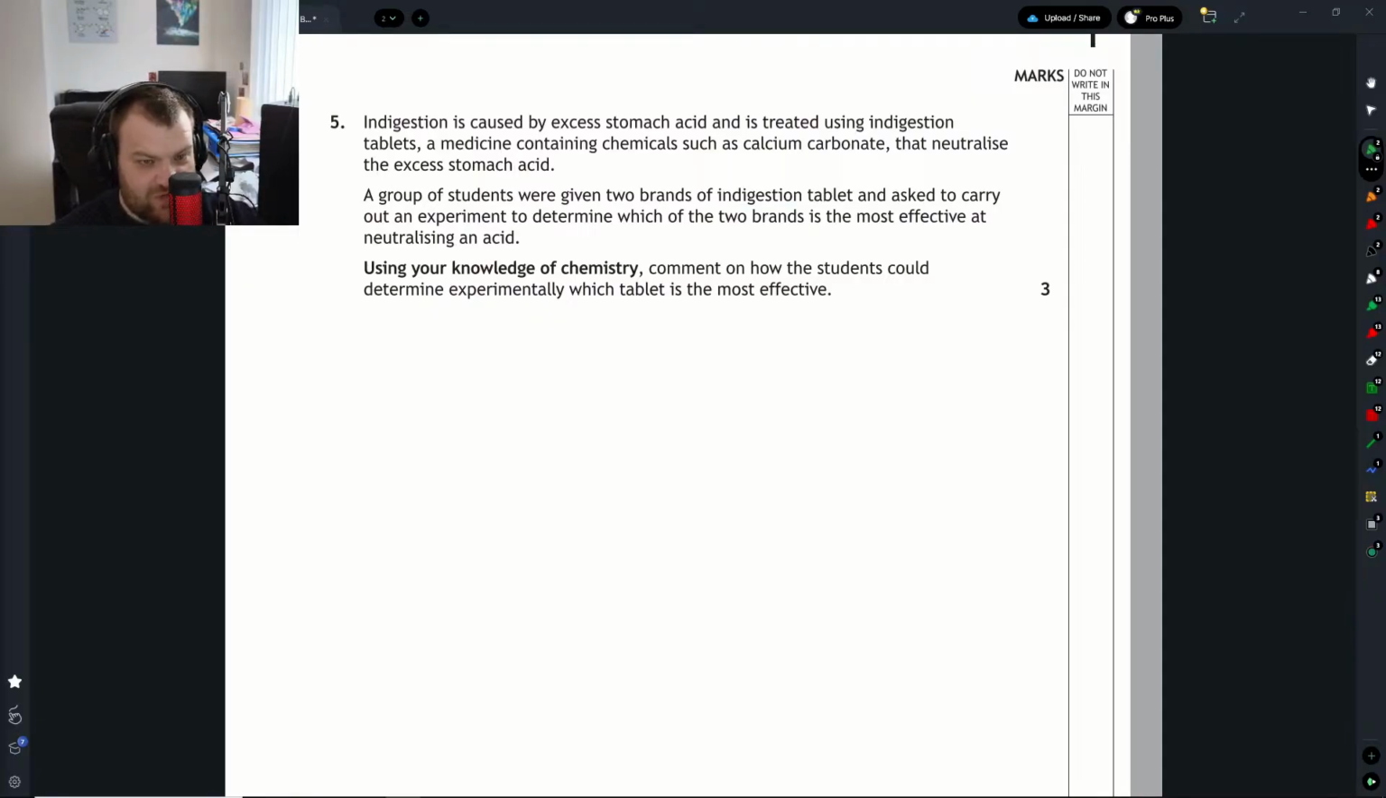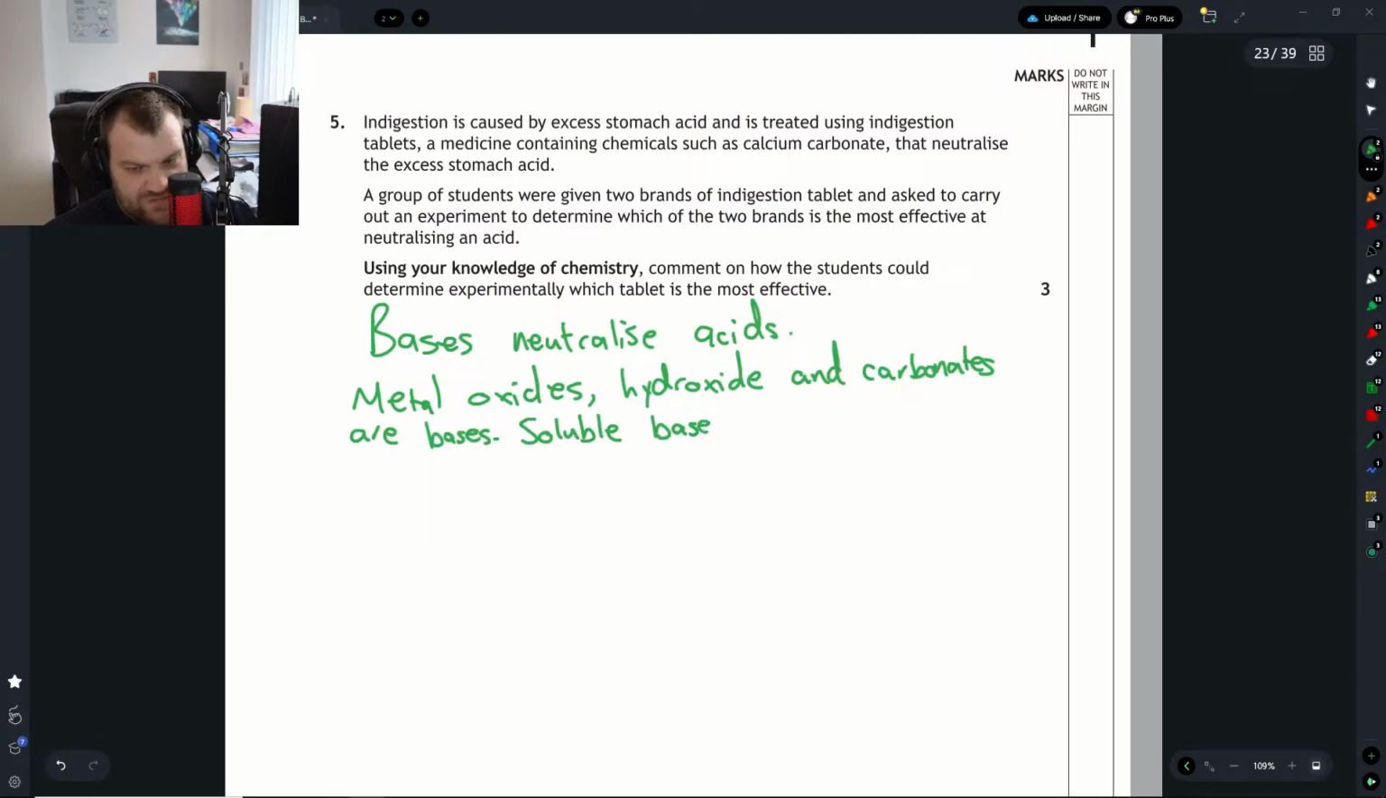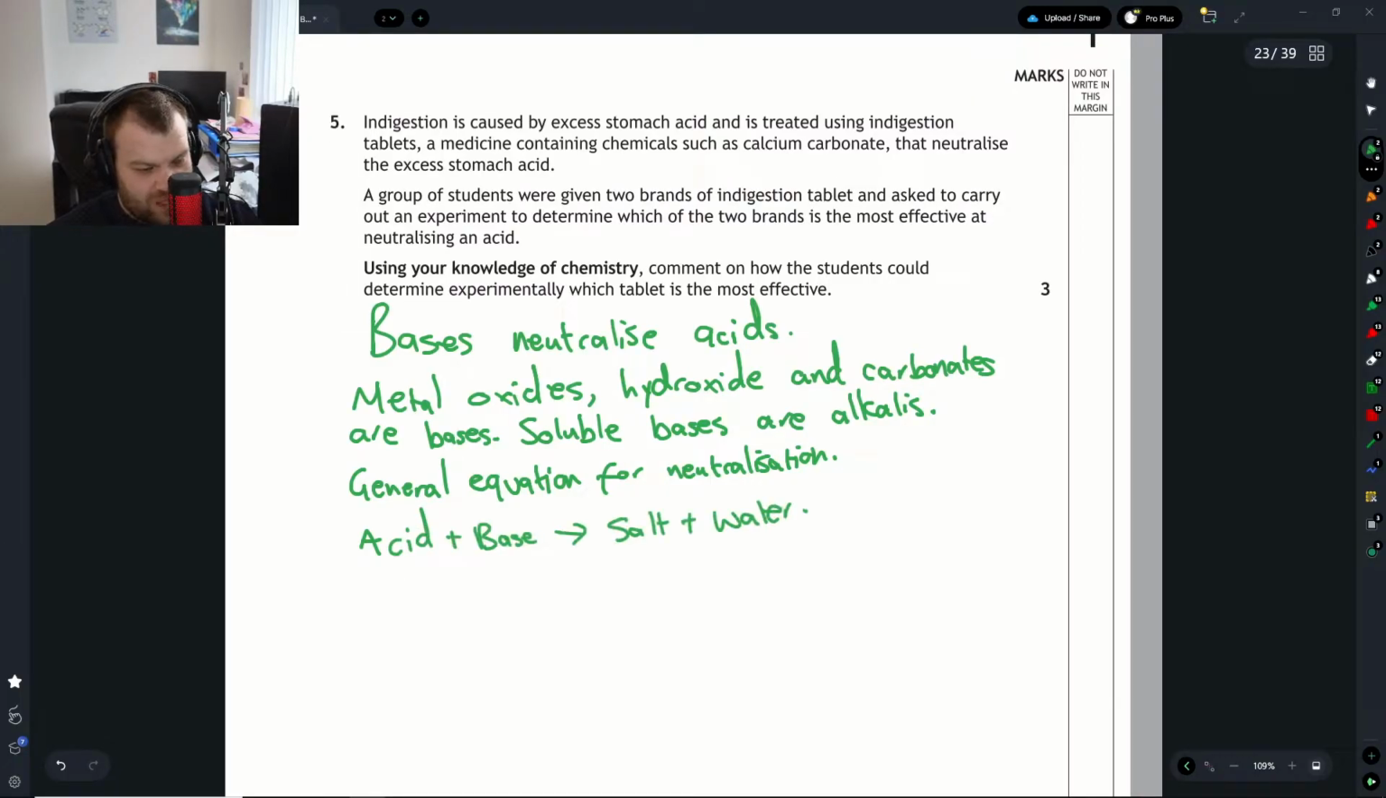First thing, we could talk about the fact that we have a base in our calcium carbonate. So something like bases neutralize acids. Metal oxides, hydroxides, and carbonates are examples of bases. You could also add in the fact that soluble bases are called alkalis. We could then write down the general equation for neutralization, which is acid plus base forms salt plus water. If you have a carbonate, you also make carbon dioxide.